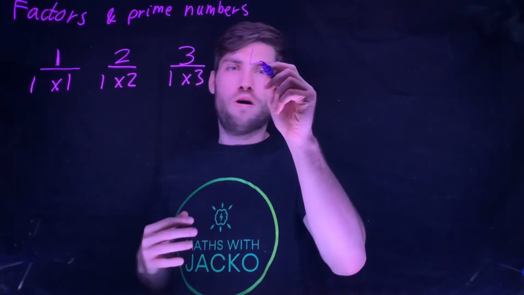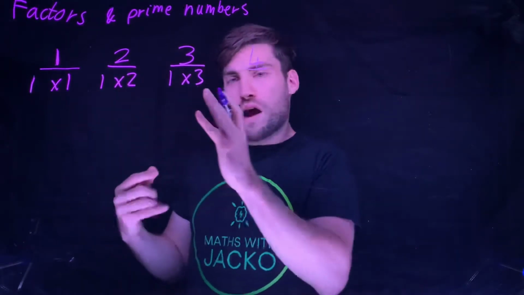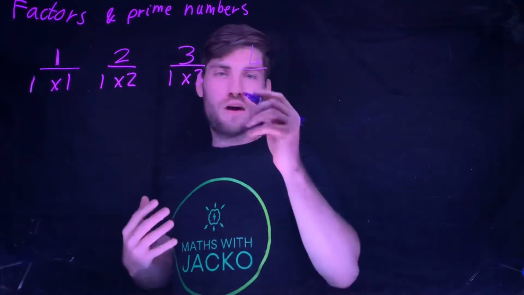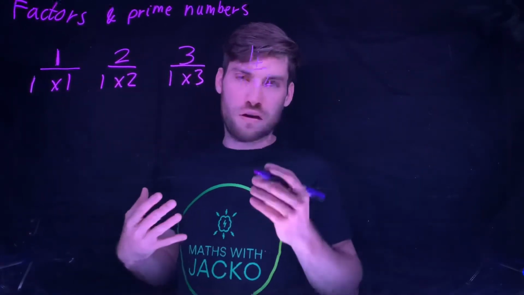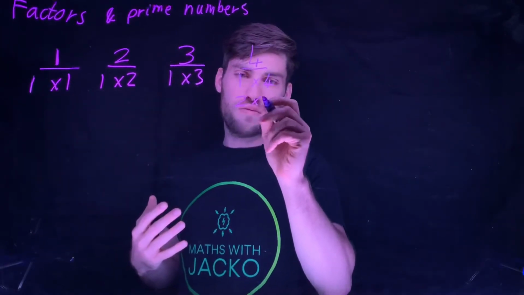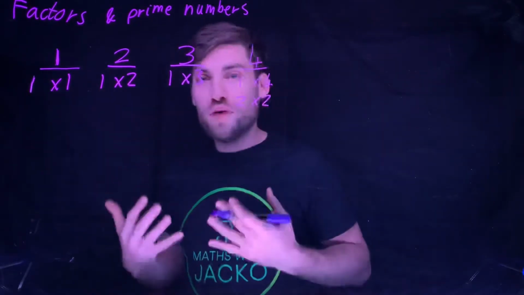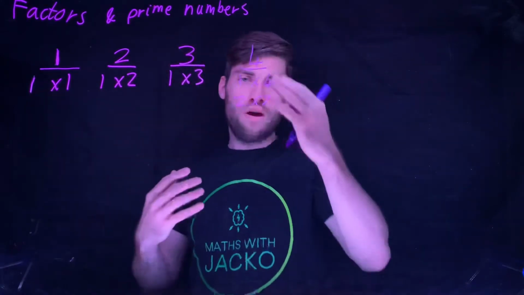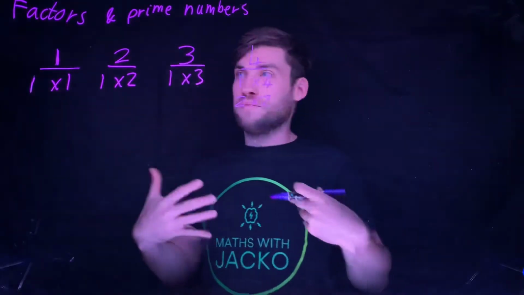Let's go to 4. I'm not going to go all the way through from 1 to 20, I'm just going to pick certain ones. So, how many factors does 4 have? If you think you know, pause the video and write it down. Right, so 4 has 1 and itself. However, it also has another factor of 2, because 2 times 2 is 4. So 4 has 1, 2, 3 factors. 1 has 1, 2 and 3 have 2, 4 has 3 factors.